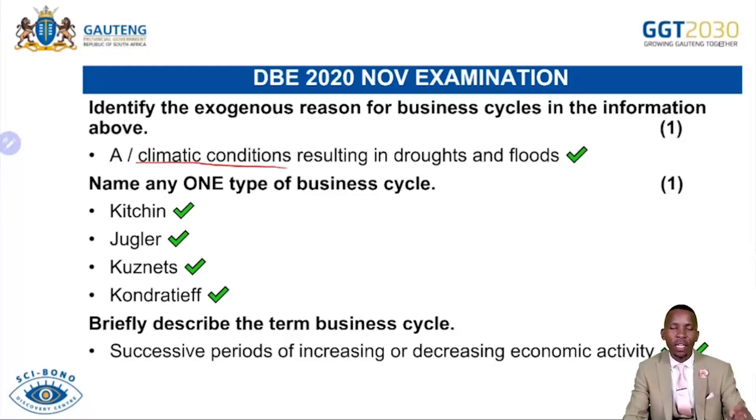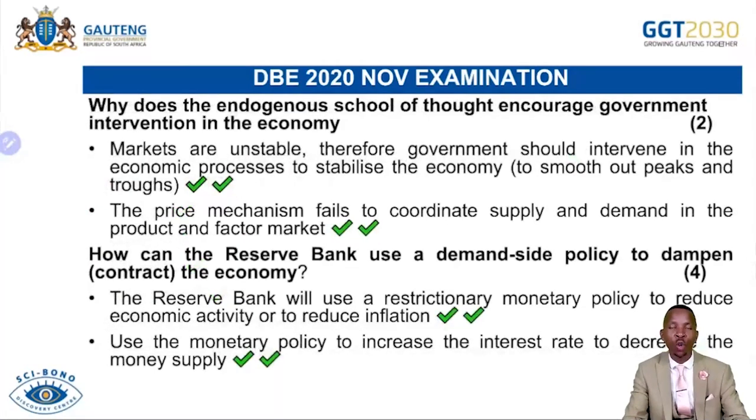That's why I said you can get answers in a data response, but it's also possible that you don't get these answers in there because they are easy and a part of the lower order. You can simply be required to name what is not in the data response. Briefly describe the term business cycle: successive periods of increase and decrease of economic activities. There are so many definitions they can provide, as long as they go with fluctuations or upswings and downswings.